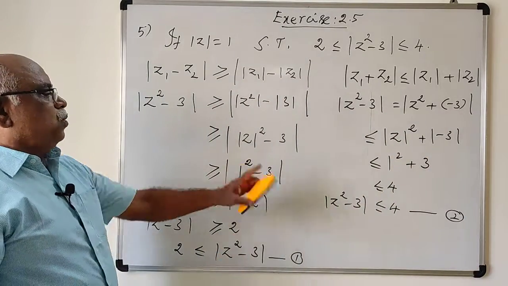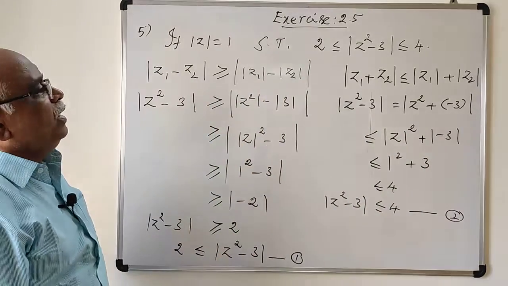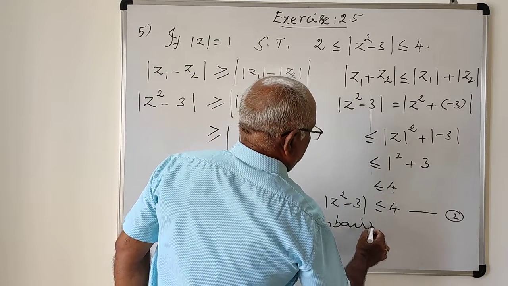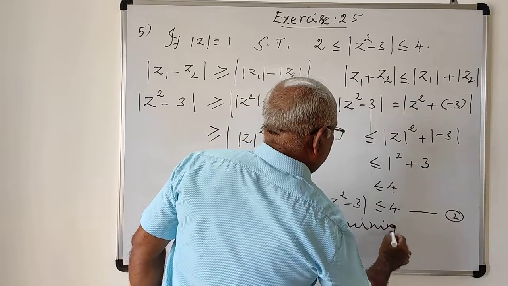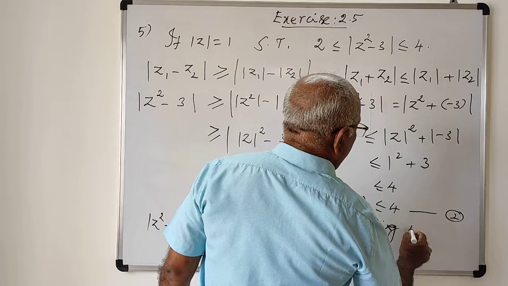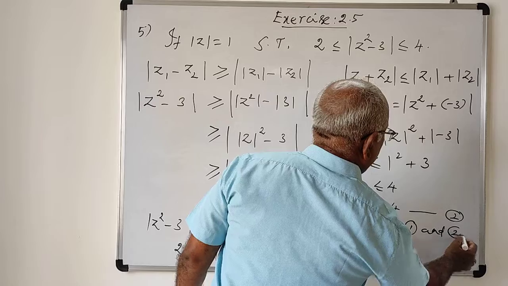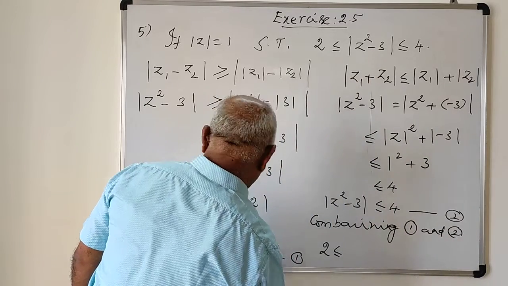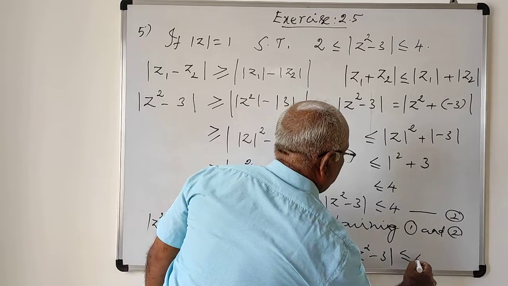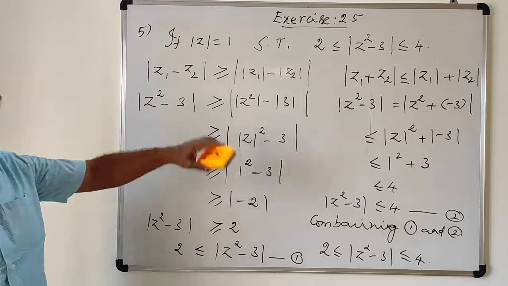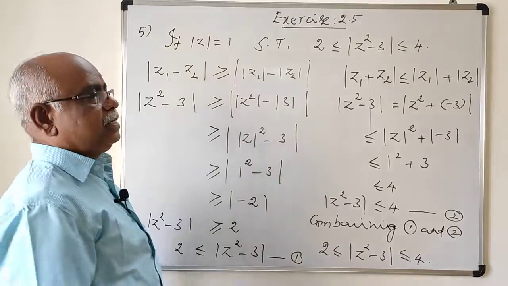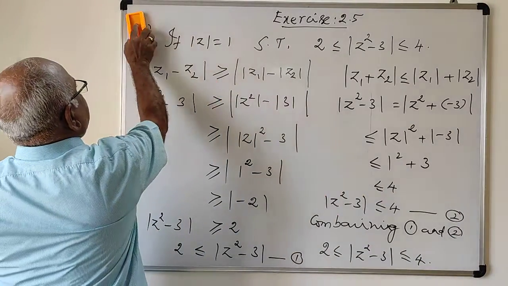So combining equations 1 and 2, we derive the required result: 2 less than or equal to mod z square minus 3, which is again less than or equal to 4. That is the problem. We completed problem 5. Next, we will go to problem 6.